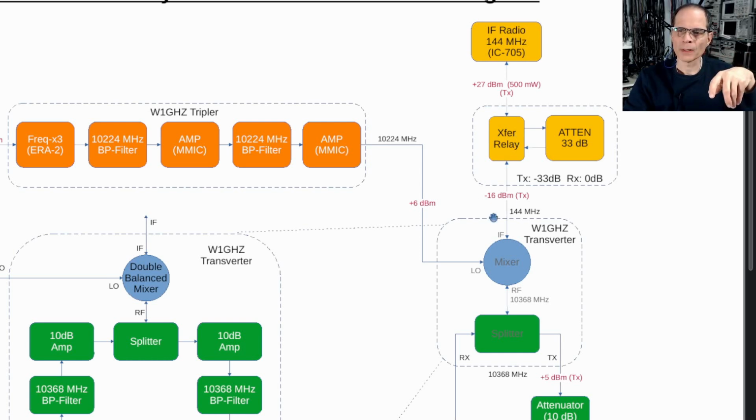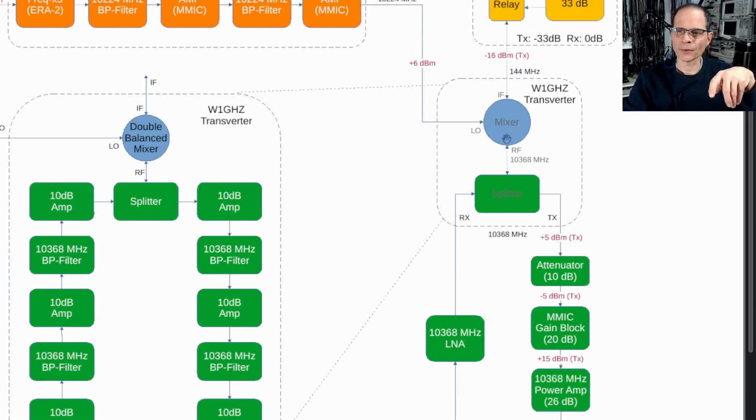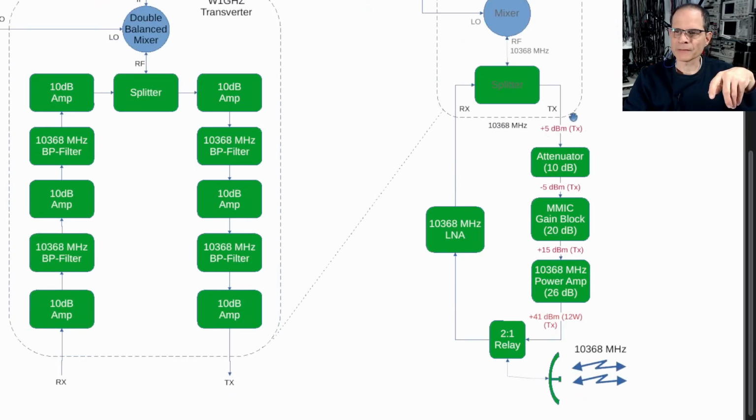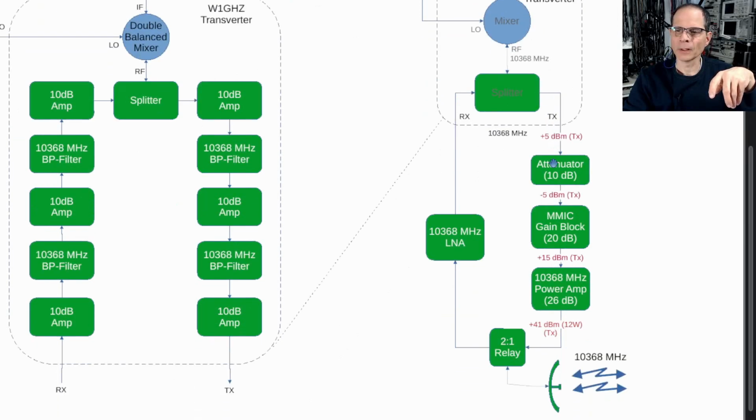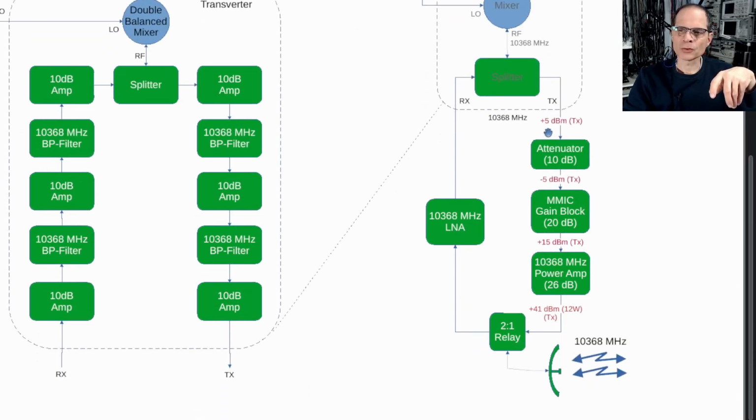So with the proper signal here at -16 into the transverter, we split, and in transmit, +5 dBm is what we get, assuming -16 here. Now +5 is too hot for the next stages, I need to attenuate by 10 decibel. So I get -5 here. That's at 10.368, 10 gigahertz, right?